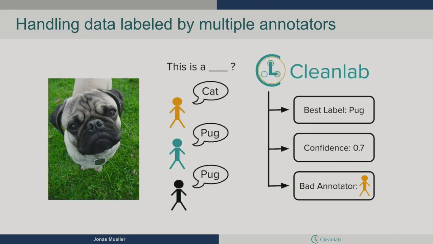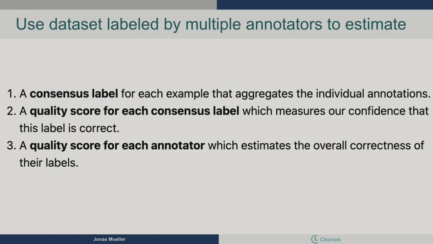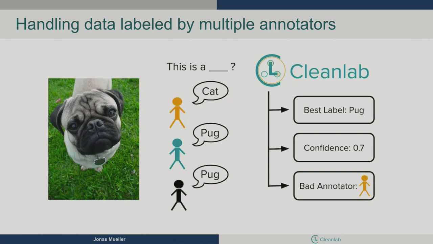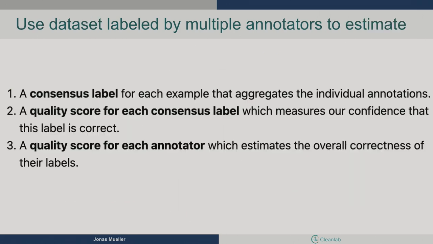When it comes to data with multiple annotators, one natural way to deal with data where I know there are going to be label errors is to have multiple folks look at it, right? And for such data, the three things we're interested in estimating are: what's the best consensus label? How confident are we that this consensus label is actually correct, or should we have another annotator look at it? And which annotators are not doing such a good job?